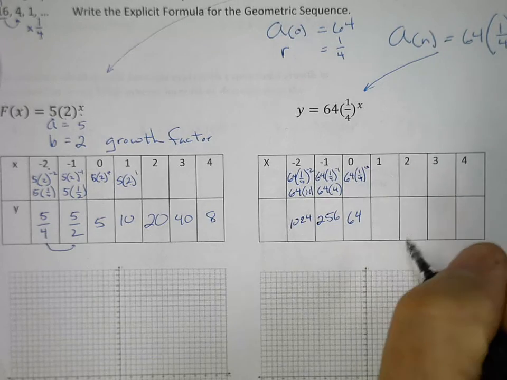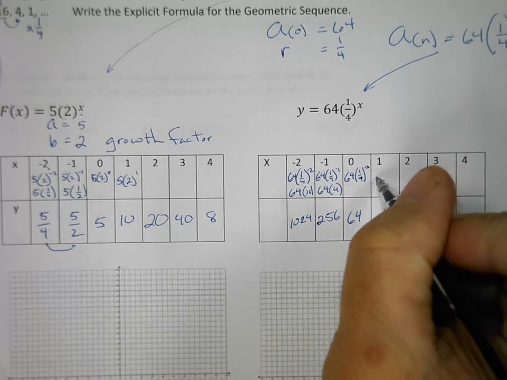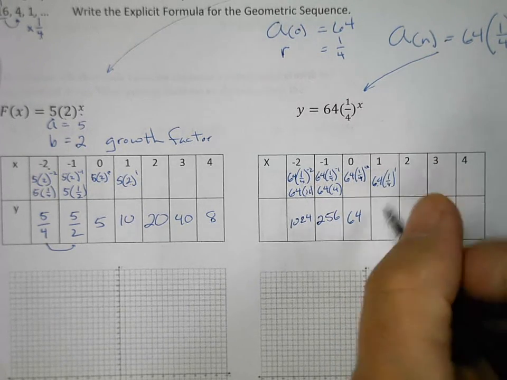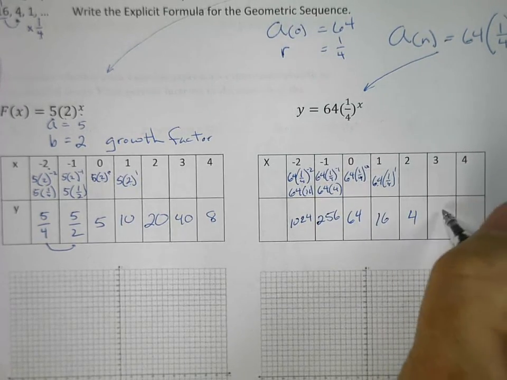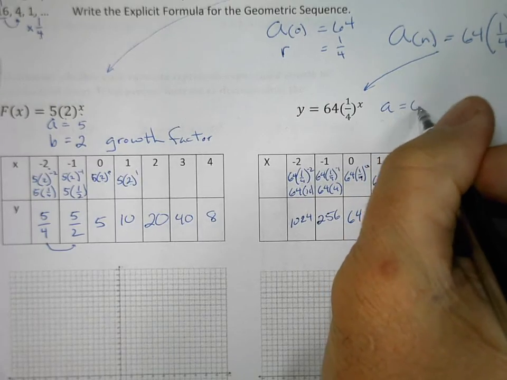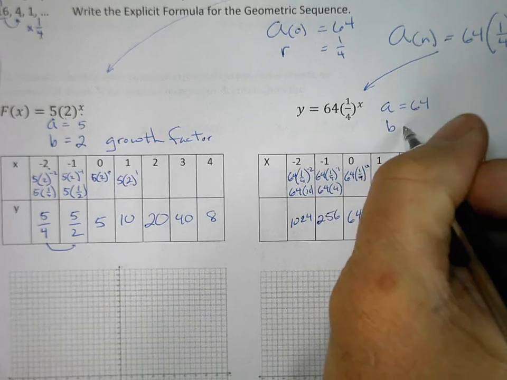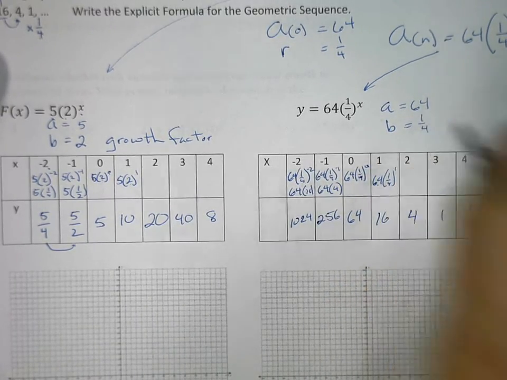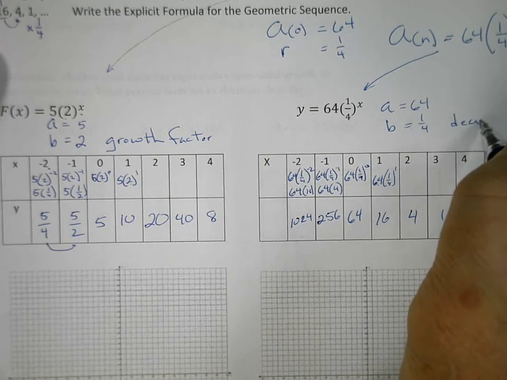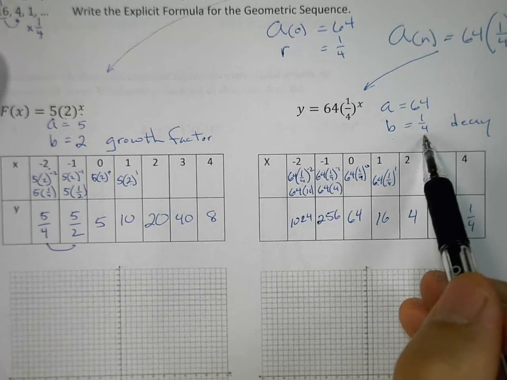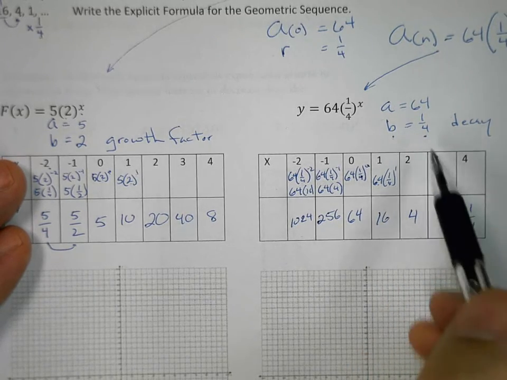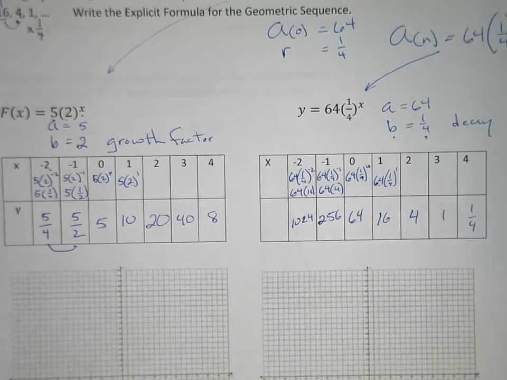And now hopefully you can see that what we're really doing is basically dividing by 4. 64 times 1/4 to the first. 64 times 1/4 is 16, and then it's 4 and 1 and 1/4. So here we can see that the initial value A is equal to 64, and B, the growth or decay factor, is 1/4. And you can see that this is actually a decay factor. And what we'll talk about more is anytime our growth or decay factor B is between 0 and 1, it is a decay factor, and that is 1/4 definitely between 0 and 1.